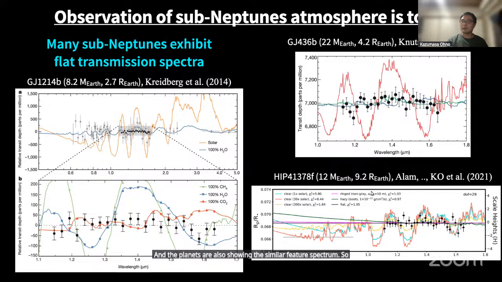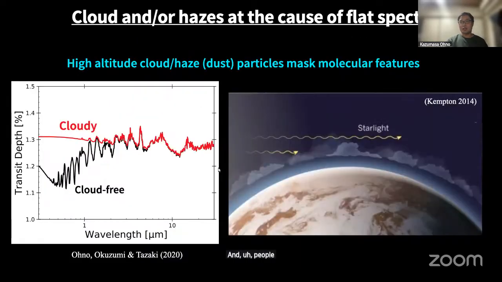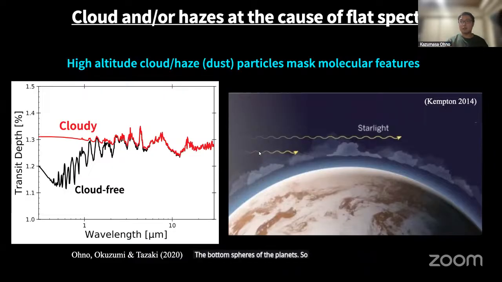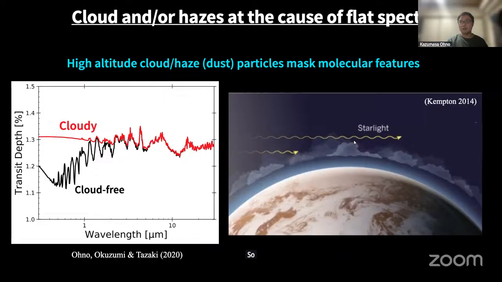The third one may not be a sub-Neptune because the mass is similar to Neptune, but the radius is similar to Jupiter. But anyway, such a flat spectrum is pretty common for low-mass planets. And people usually interpret such a featureless spectrum as a consequence of the presence of clouds in the upper atmospheres of the planets. If the clouds or hazes are optically thick and exist in the very upper atmosphere, they mask the lower atmosphere to mute the spectral features of the gas molecules.